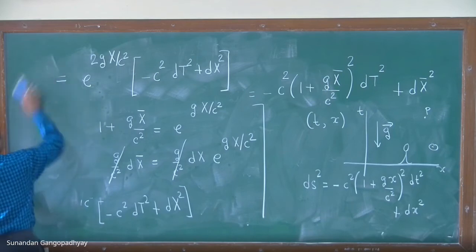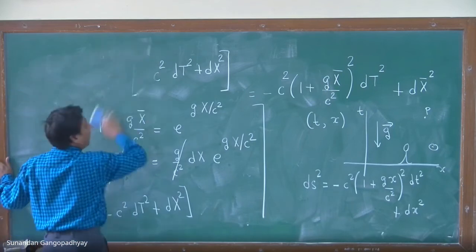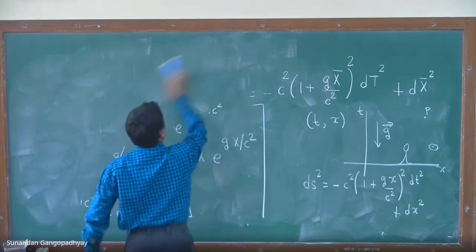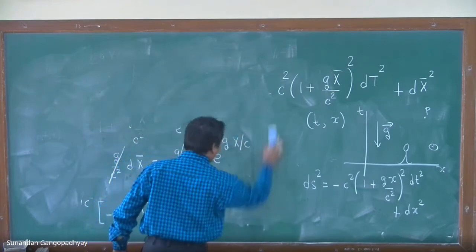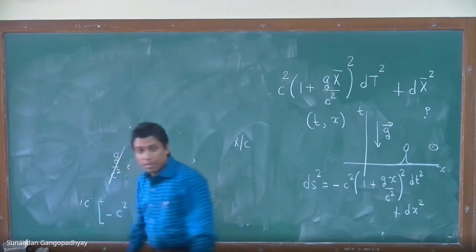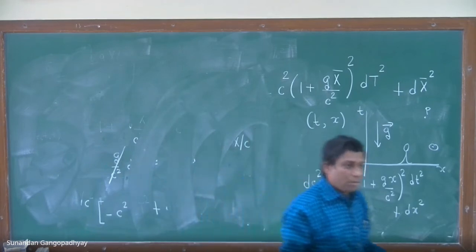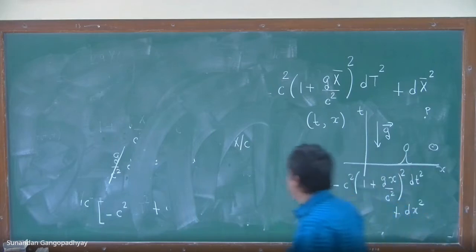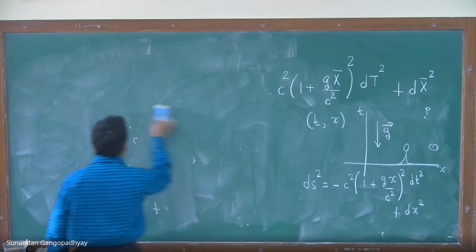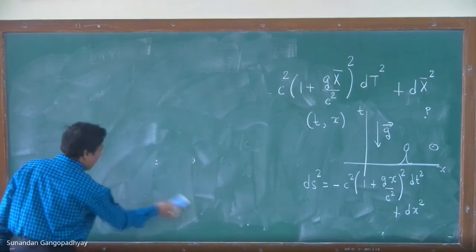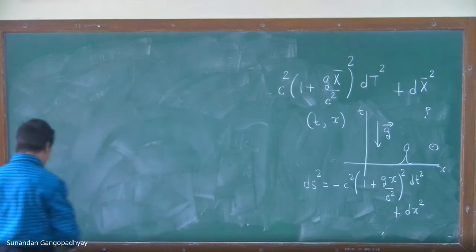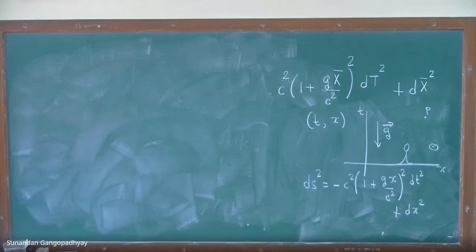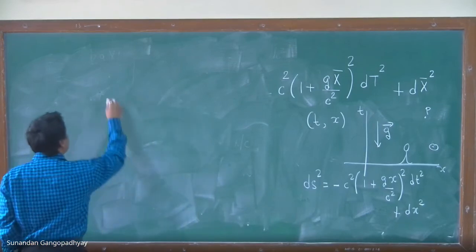Let us now look at how clocks will run in a uniform gravitational field. How will clocks run? Now this is a third approach, you can say. If you get the same result from there, then you are sure that this must be correct. So I'm giving you a third approach, and this is a very nice approach. So how will clocks behave? Let me just consider that.